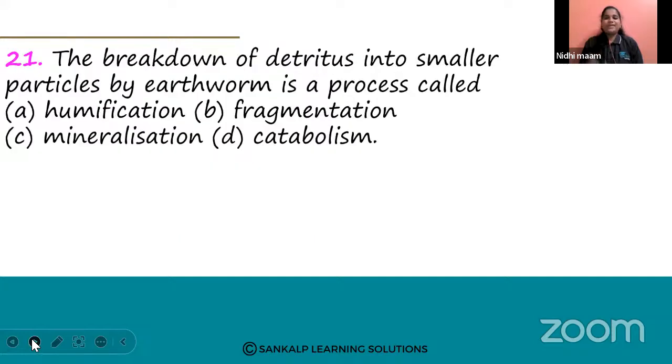Next question. The breakdown of detritus into smaller particles by earthworm is a process called. So the breakdown of detritus matter will be converted into fragments by the action of earthworm. What do we call this process? Humification, fragmentation, mineralization, catabolism. Look at the options correctly, look at the question correctly. The breakdown of detritus into smaller particles by earthworm is a process called as.